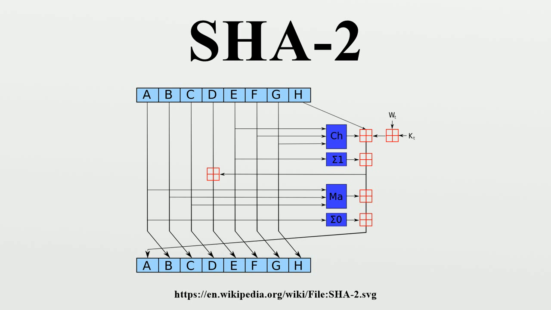SHA-512 uses the functions Sigma0 and Sigma1, each the XOR of rotated and shifted words. SHA-384 is identical to SHA-512, except that the initial hash values H0 through H7 are different, and the output is constructed by omitting H6 and H7.